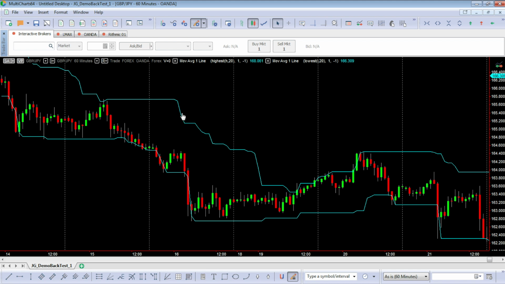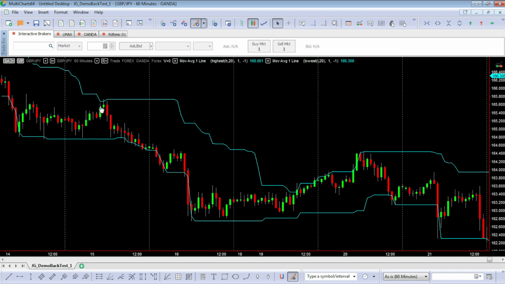And here you can see the channels on my chart. The top channel shows the highest high over the last 20 bars, and the lower one shows the lowest low over the last 20 bars. And if we stay over here, for example, on this candle, we would set a buy stop order at the upper channel, and we'd set a sell short stop order at the lower channel.